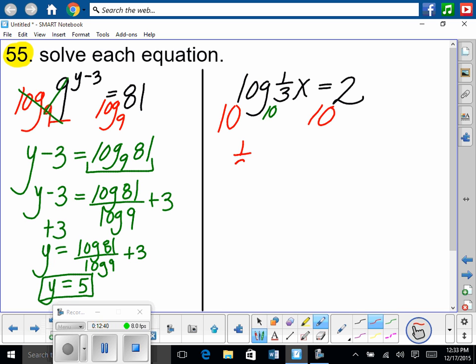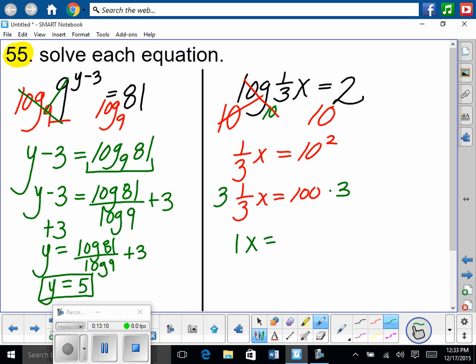So then I have 1/3 x, because base 10 and log base 10 cancel out, is equal to 10 squared. So what we really have is 1/3 x is equal to 100. Now to get rid of that 1/3, we're going to multiply both sides by 3. Because what undoes 1/3? It's 3. Now, why does 3 undo 1/3? Because 3 times 1/3 is 1. So we have 1x is equal to 300.